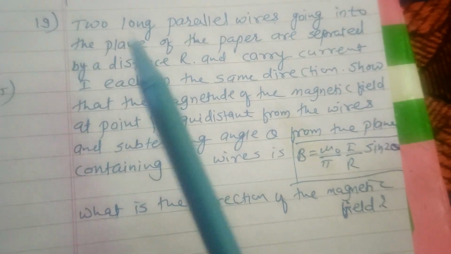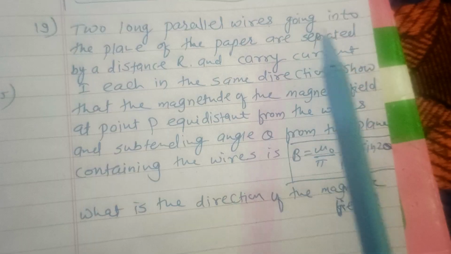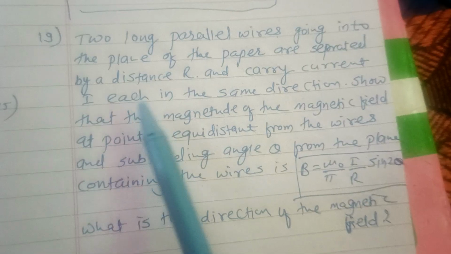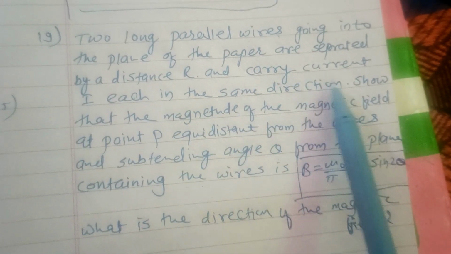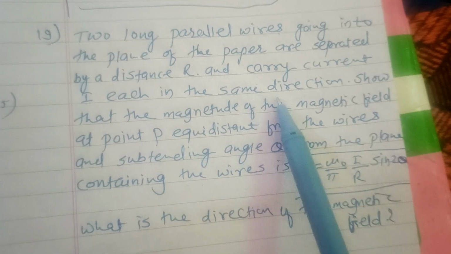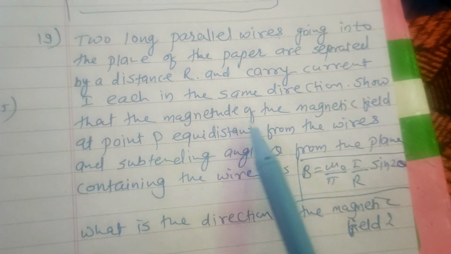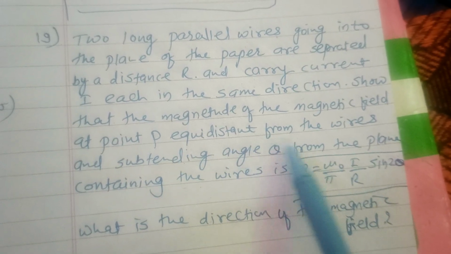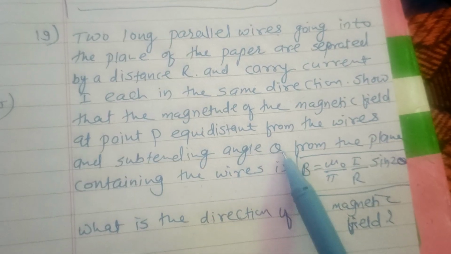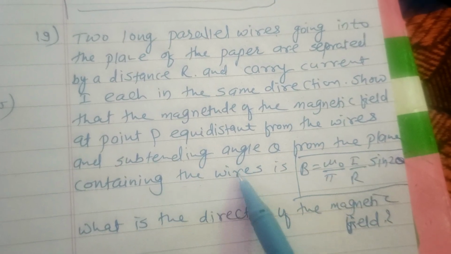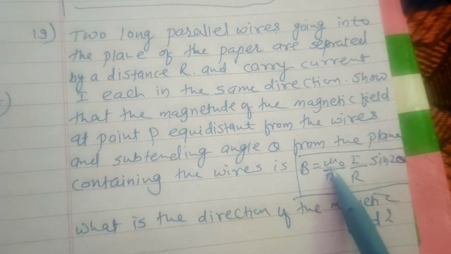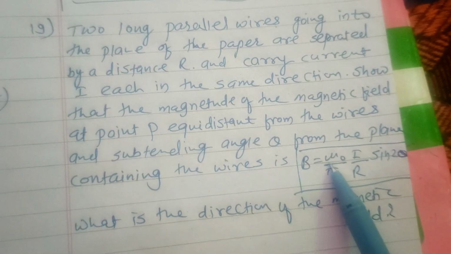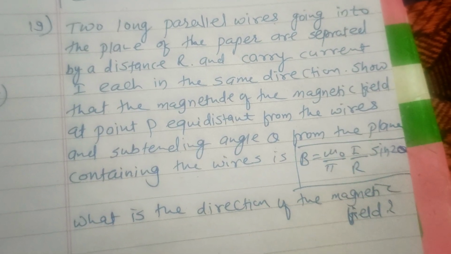Question number 19 of chapter 10. Two long parallel wires going into the plane of the paper are separated by a distance r and carry a current I each in the same direction. Show that the magnitude of the magnetic field at point P equidistant from the wires and subtending angle theta from the plane containing the wires is B equals mu naught by pi I by r into sine 2 theta. This we have to prove. What is the direction of the magnetic field?